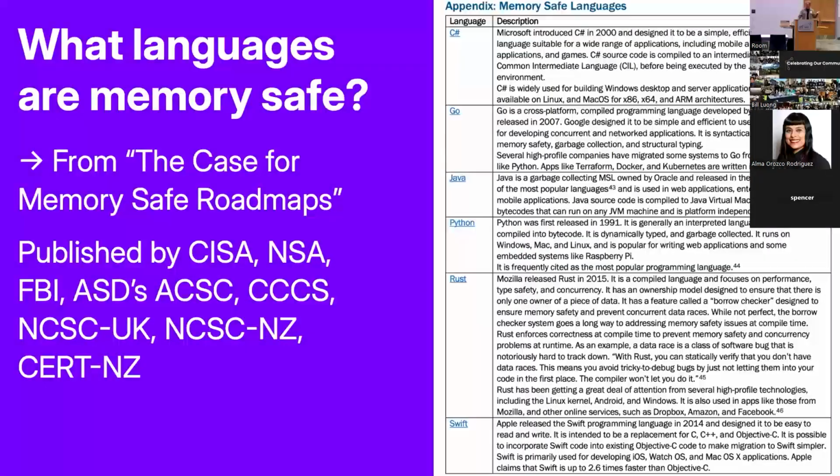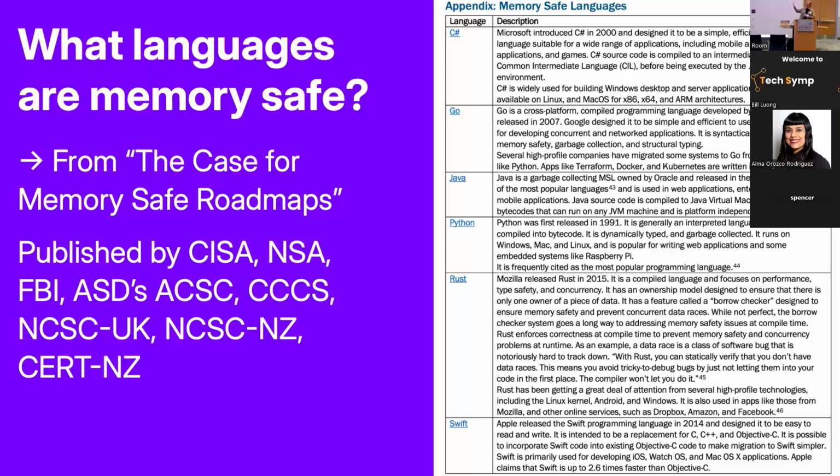So what languages are memory safe? This is a table that I copied from a paper called The Case for Memory Safe Roadmaps. This is a lot of acronyms, but this is basically all of the different agencies in the US and the other Five Eyes countries. So that's Canada, the UK, Australia, and New Zealand, that basically all collaborated on this paper to recommend that organizations try to plan for transitioning to memory safe languages. At the end, in an appendix, they have this table that identifies some memory safe languages.